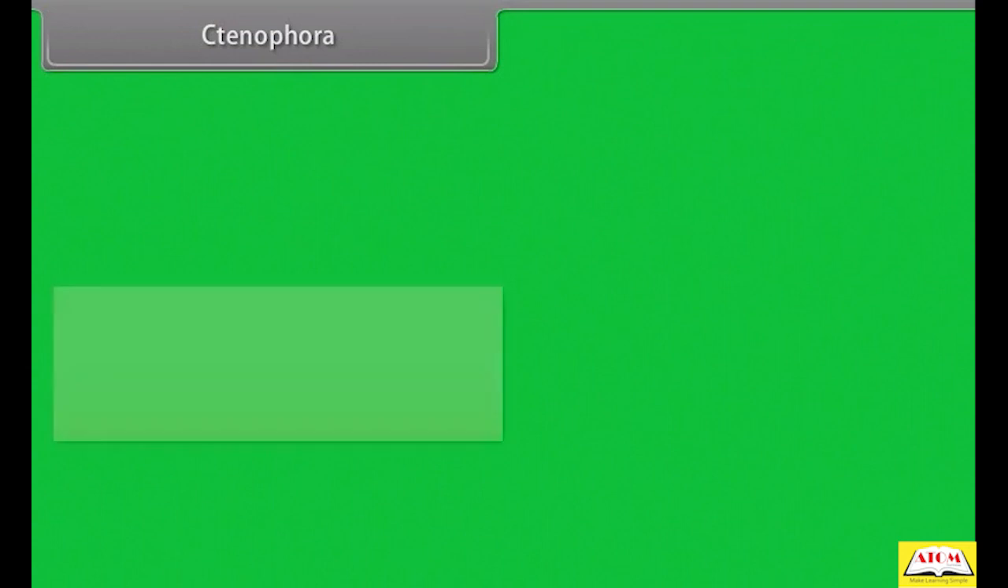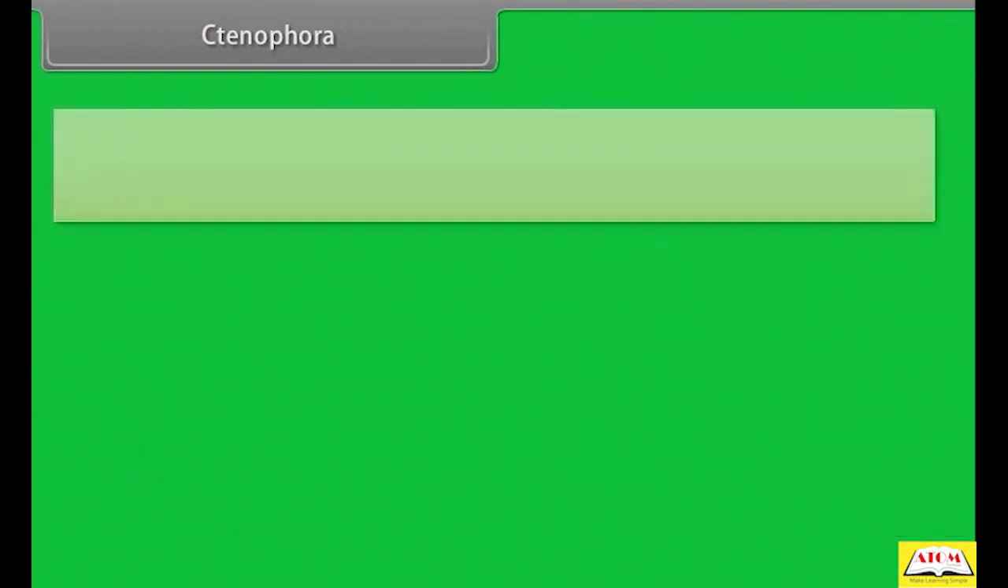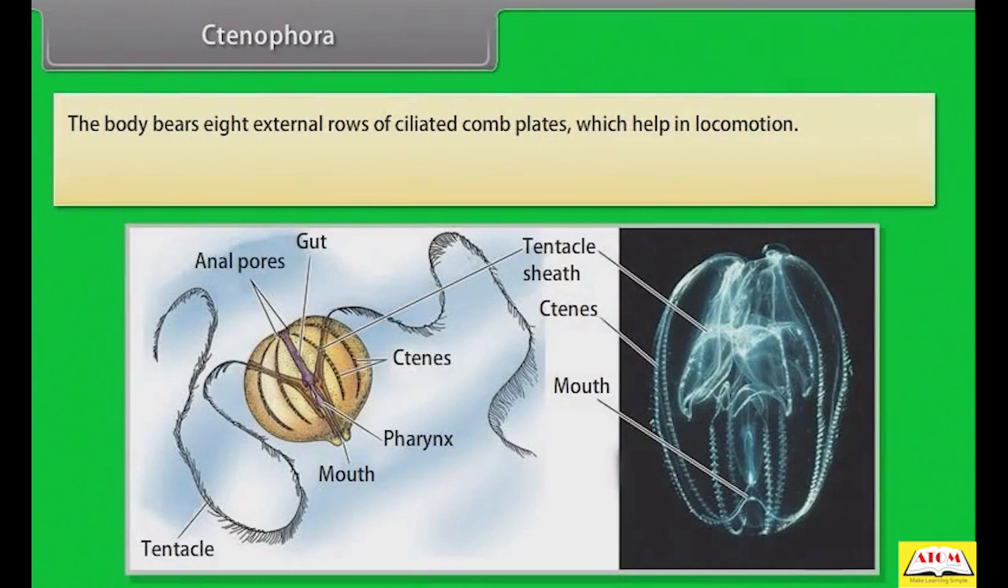Ctenophora. Ctenophores, commonly known as sea walnuts or comb jellies, are exclusively marine, radially symmetrical, diploblastic organisms with tissue level of organization. The body bears 8 external rows of ciliated comb plates which help in locomotion. Digestion is both extracellular and intracellular.